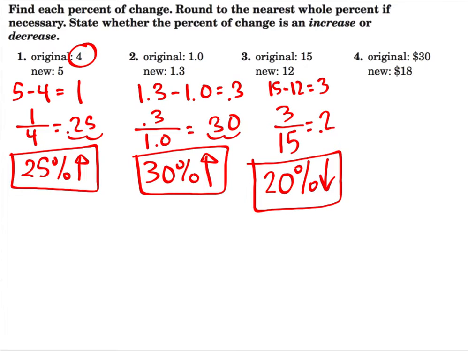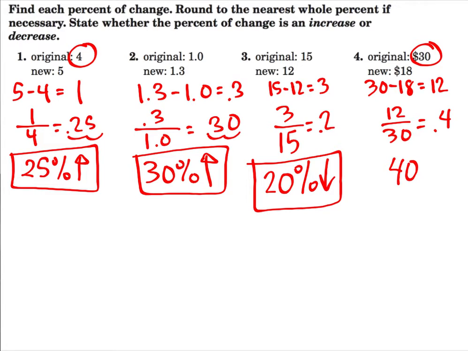Next example. Going from $30 to $18. First, calculate the amount of change. 12. 30 minus 18 is 12. And then we're going to put it over the original amount, 30. And that comes out 0.4. Change that to a percent, it's 40%. 30 to 18 is going down, so it's a 40% decrease.